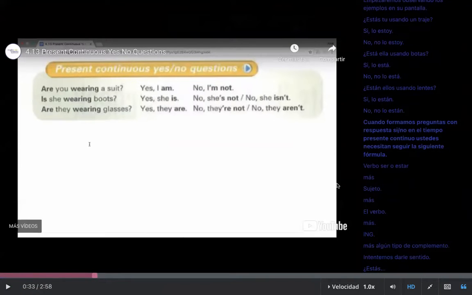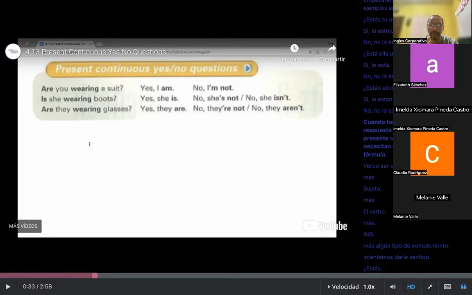Como pueden ver, hay dos formas de negativo. Y tal vez se preguntan por qué. Porque el negativo puede tener dos formas de contracción. Puede ser she's not, contratamos el she's, o puede ser que contratamos el is not y ponemos isn't, she isn't. Pero significa lo mismo que she is not. Todo significa lo mismo, solo que es contraído con la persona o con lo negativo. It's okay? Okay, good.